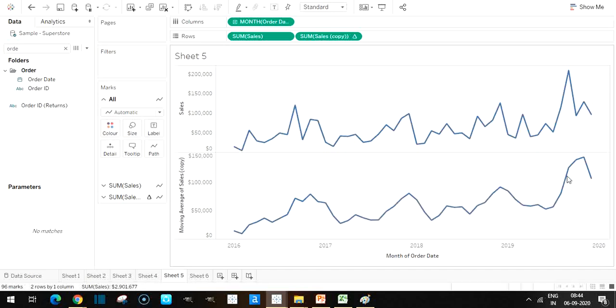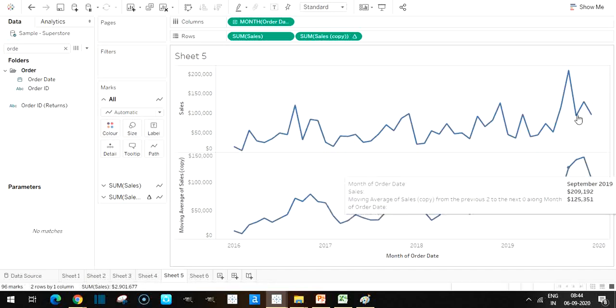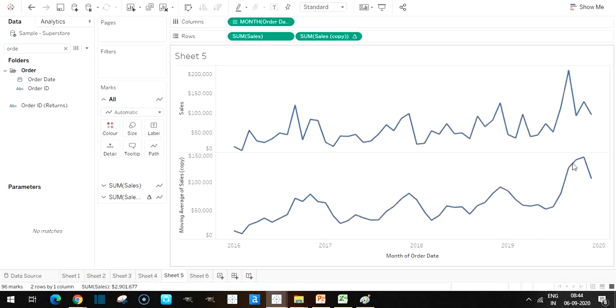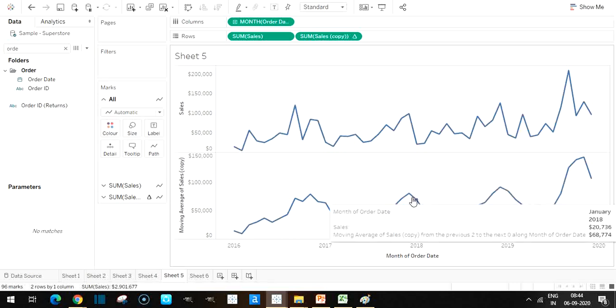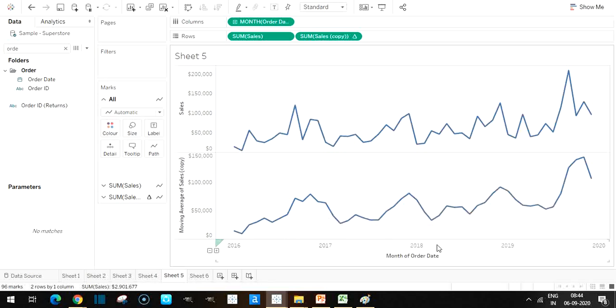Can you observe that now? Look at that. Here you have sharp ups and downs. Here we have smoothened, that sharpness has reduced at every point. So that is because of the moving average. Now let us see what moving average does.